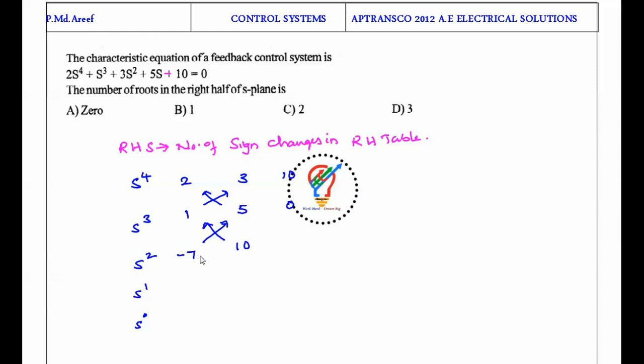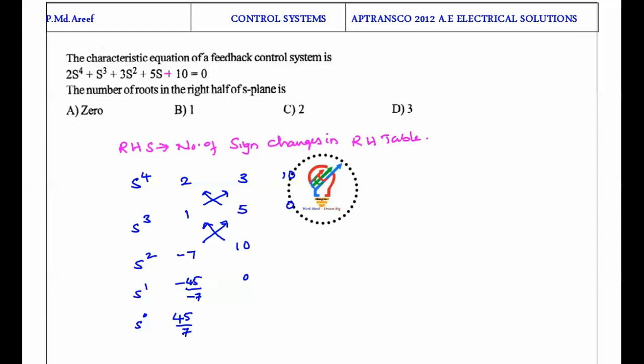minus 7 into 5, minus 35 minus 10, minus 45, so minus 45 divided by minus 7, and here we'll get 0. And the final one is 45 by 7, if you cross multiply these two values here.